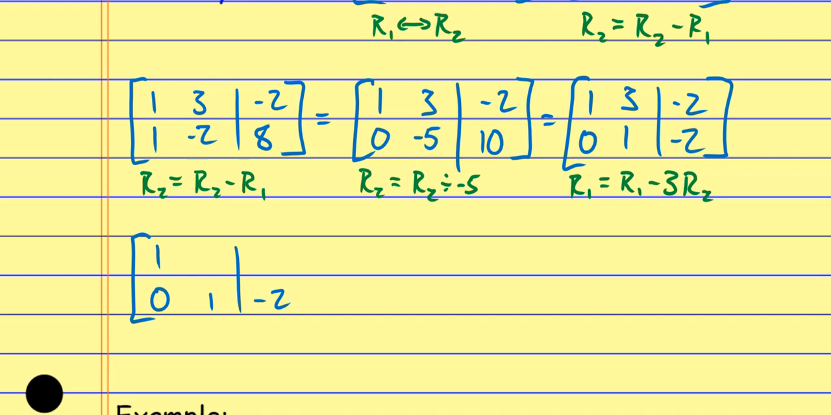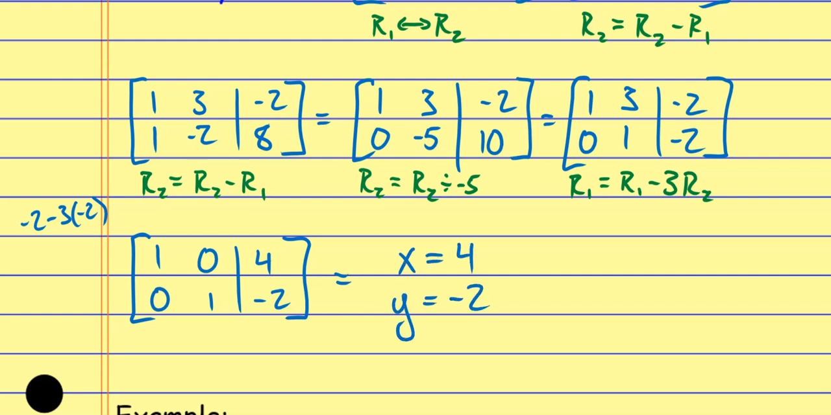3 minus 3 of those 1s is a 0. And then negative 2 minus 3 negative 2s, okay? That's negative 2 plus 6, which is a 4, okay? And that's it, I'm done. I have the identity matrix, and this translates into my answer of x equaling 4 and y equaling negative 2.